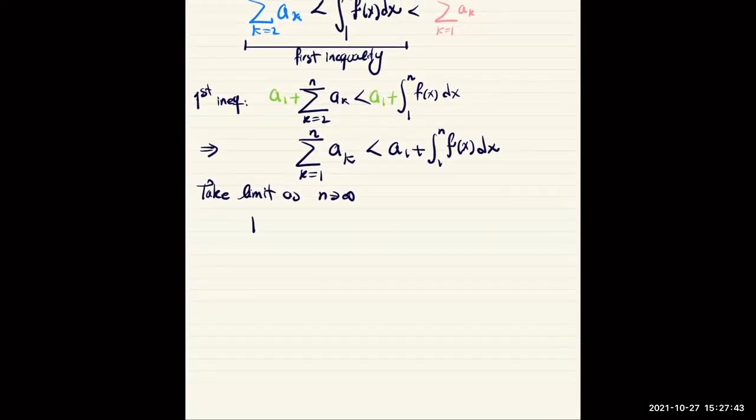We have the limit of the left hand side, which is the limit of that sum. And take the limit of this whole thing. Well, the limit of a constant is constant. The limit of a1 is just a1. And we have to apply the limit to that integral.